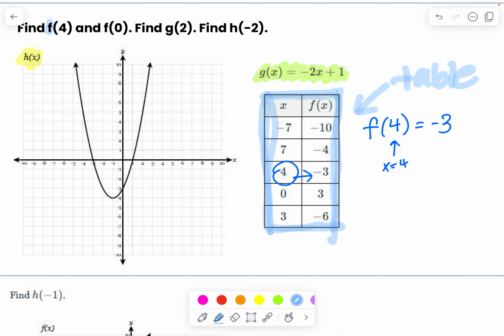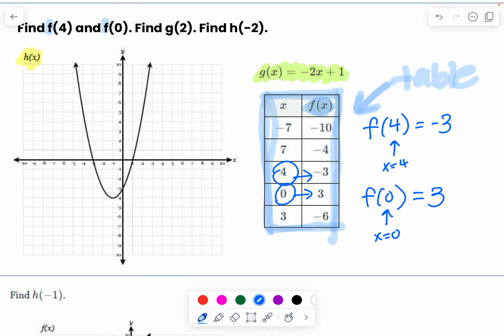Our next problem says find f of 0. Again, that's still in our table because the table is labeled f of x. So if I want to find f of 0, when I have x is equal to 0, it's in the parentheses, I can find my output of being 3 just by looking in the y portion of the table.